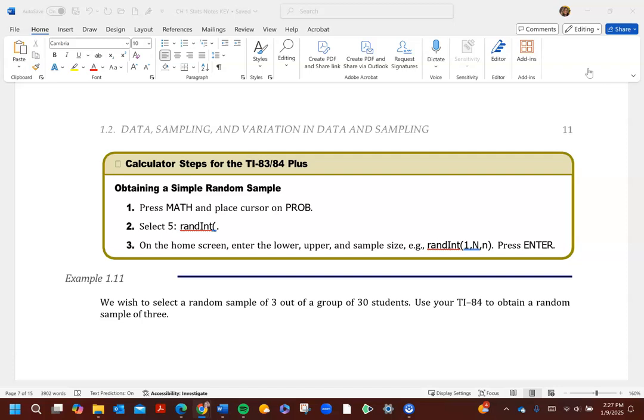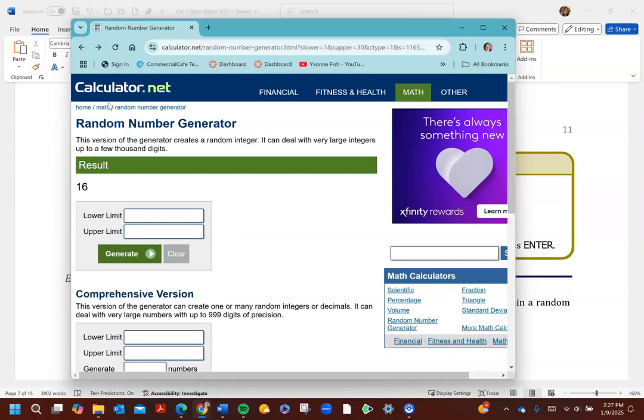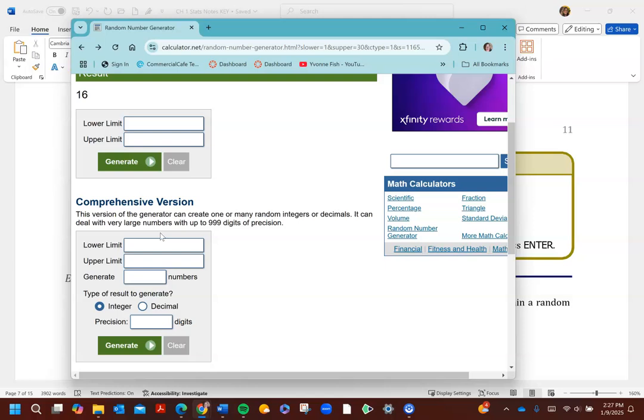So I'm going to pull over this website I found, calculator.net. I can post that, but you could just go into calculator.net, random number generator. And I will have this in your assignment, so you can click that link if you would like. I had one from before when I was playing around with it. We need to do the comprehensive version here.